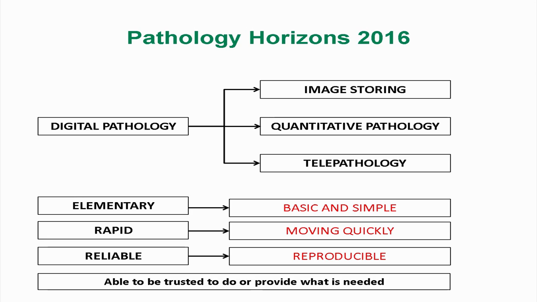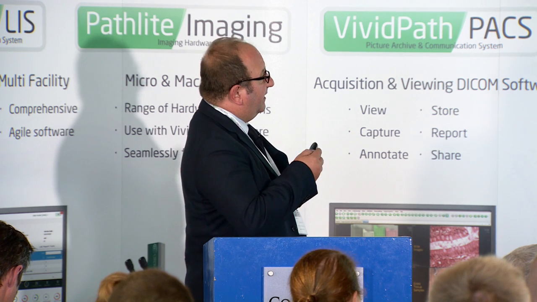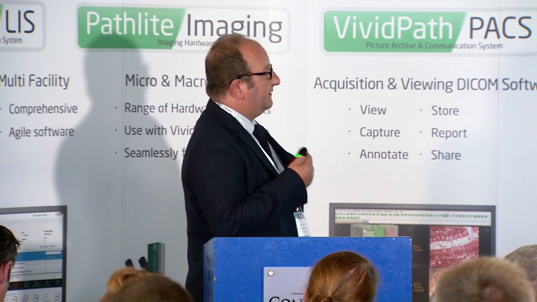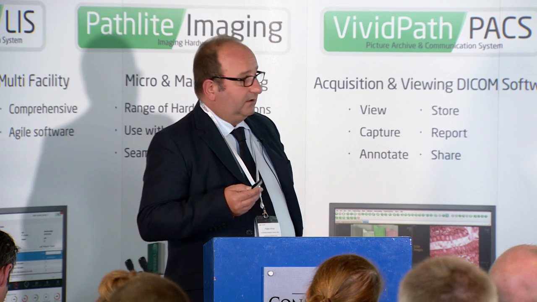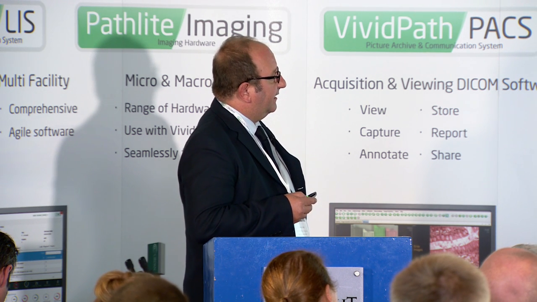These terms are really important, elementary, rapid and reliable, because we have many fields in digital pathology, for example image storing, quantitative pathology and telepathology, and these terms change their meaning depending on whether you speak about image storing, quantitative pathology or telepathology. Another important concept, in my opinion, is that technology is not science, but technology is a help to understand and better comprehend the molecular or cellular events underlying a disease, a pathological process.